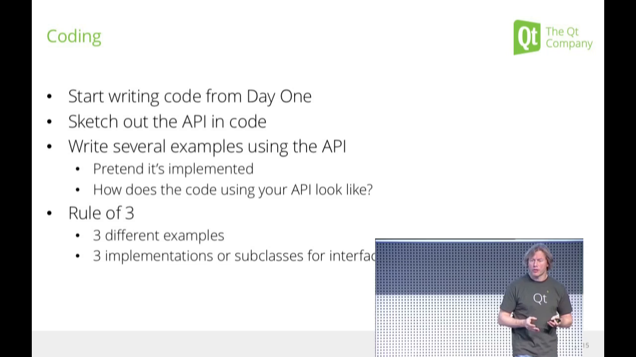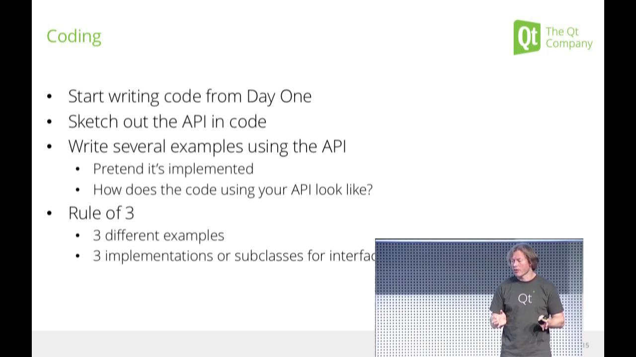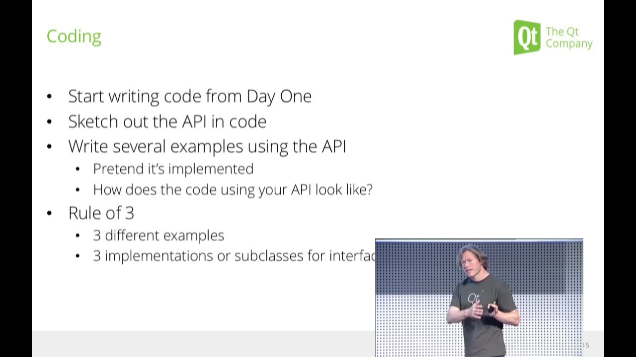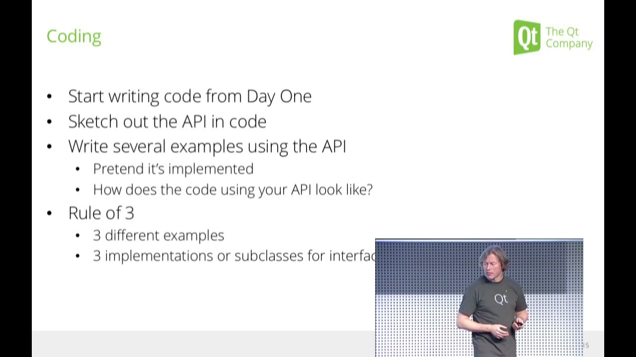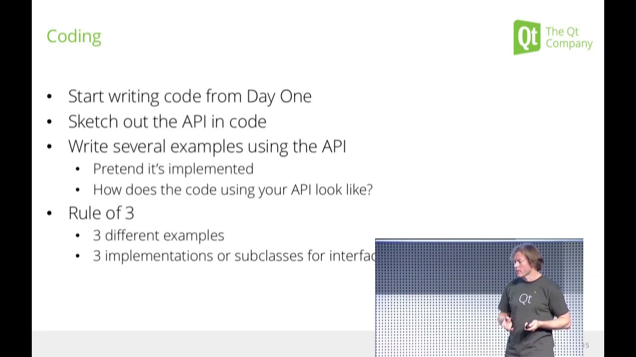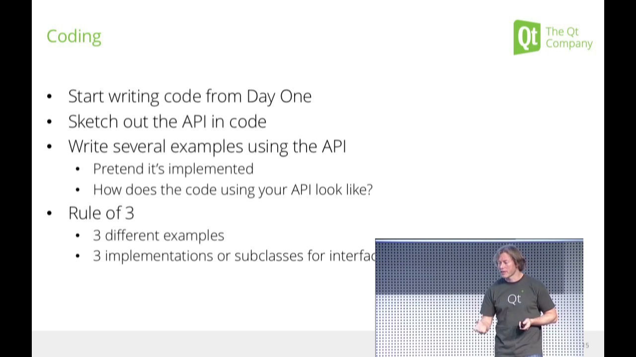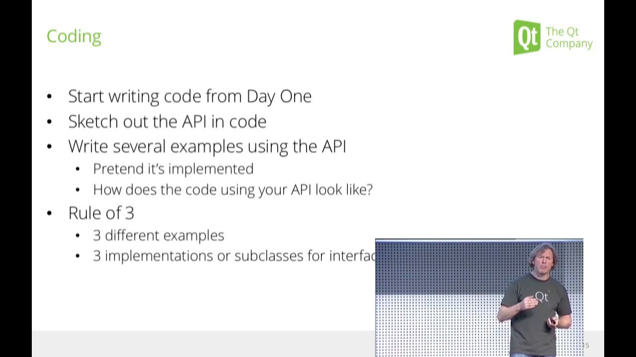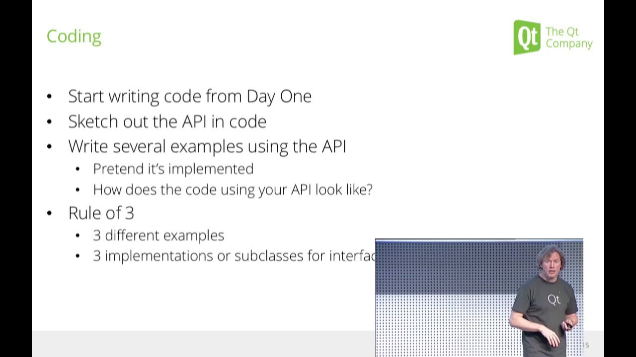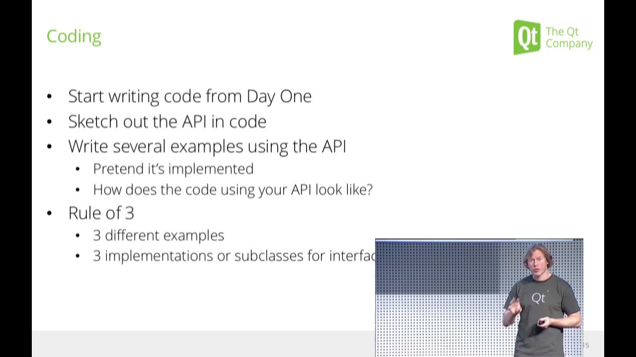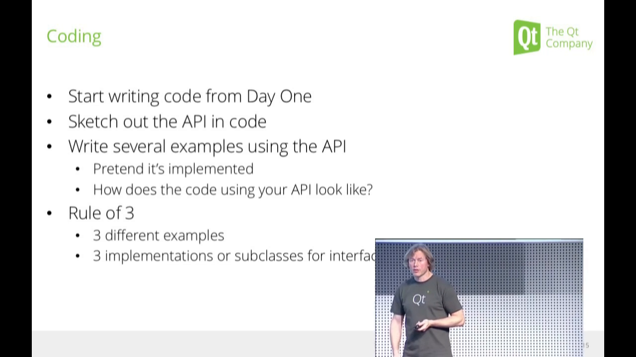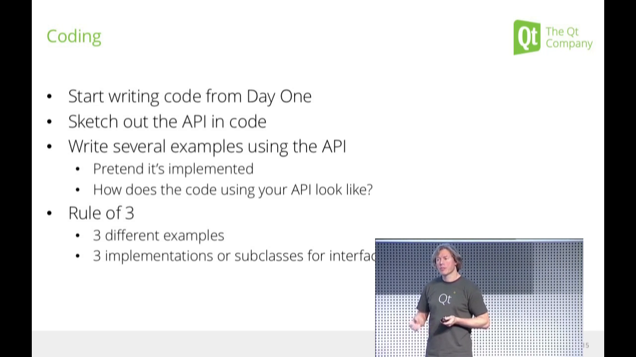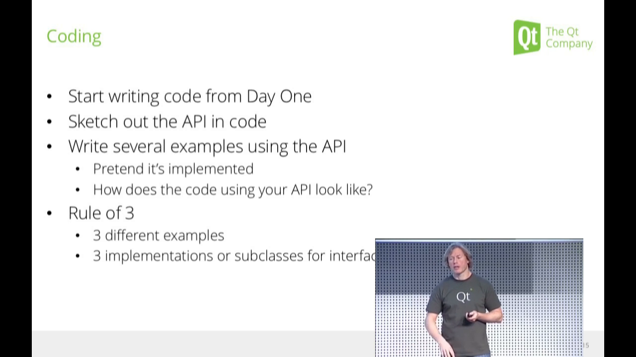That's the rule of 3. You should have 3 different use cases, or 3 different examples for the use case that you have, as different as you can make them, to see that the API fits for these examples. If you have some classes that are meant for subclassing or interfaces, write 3 implementations of these subclasses to figure out: does that work? Does it work as I want it to work? That's important, and it might seem like a lot of work in the beginning, but it will really help you and pay back later on.